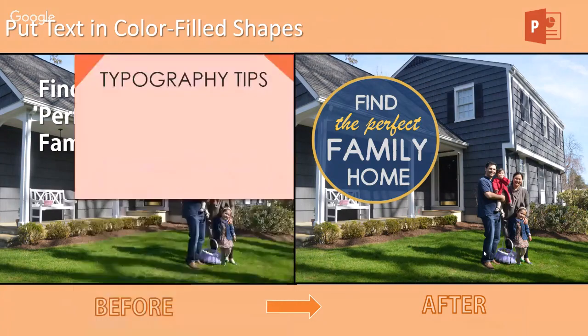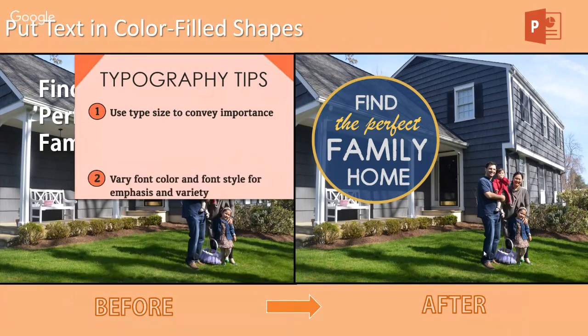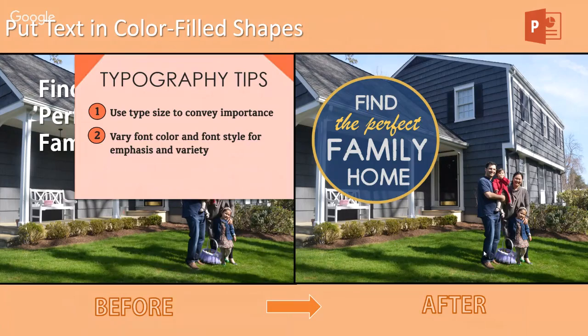The type in the circle uses several of the tips we've covered so far, the use of type size to convey importance, and both the font color and font style of the word perfect were varied to achieve just the right emphasis and variety for the message.